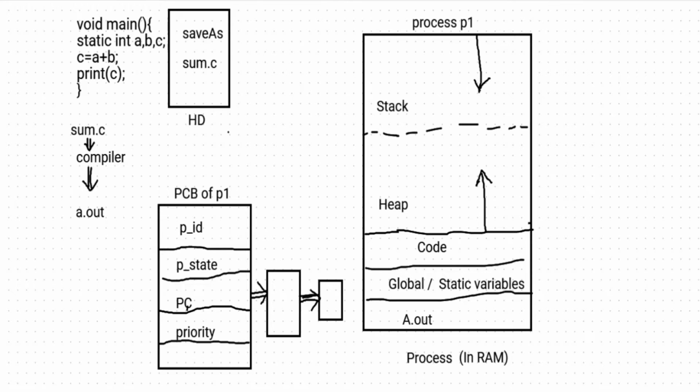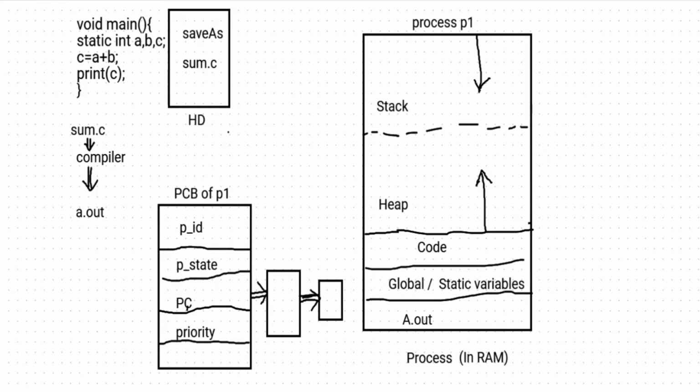It's actually a pseudocode. You can see here program execution starts from here, void main, and there are static variables. Let's say int a, b, c, and there is one instruction: c is equal to a plus b, and then it's printed. The value of c is printed. Okay, I've written this program.